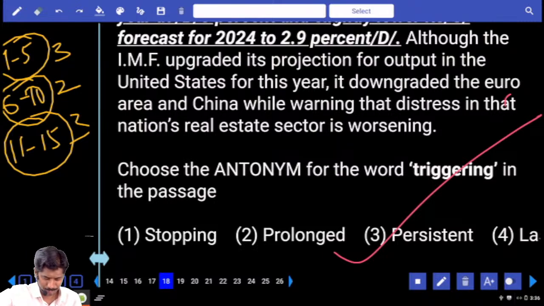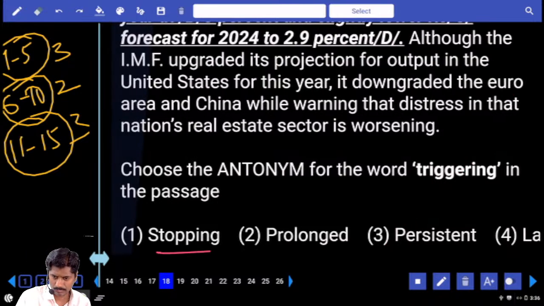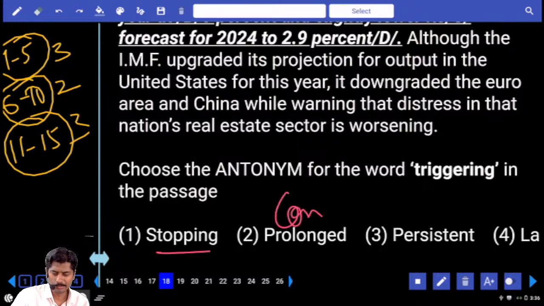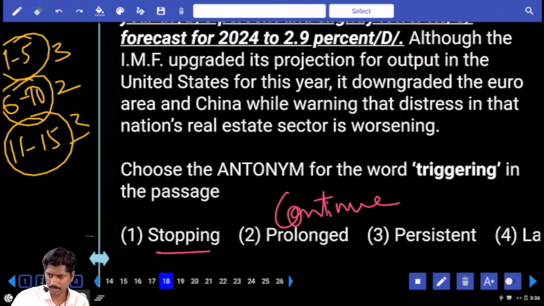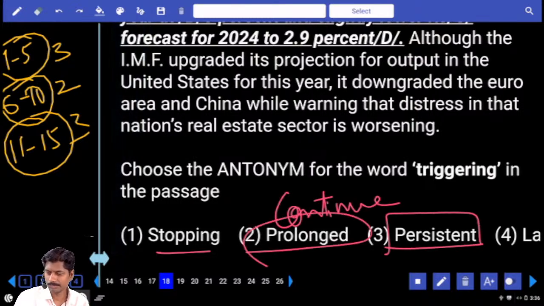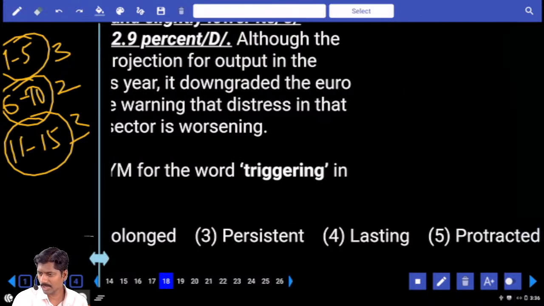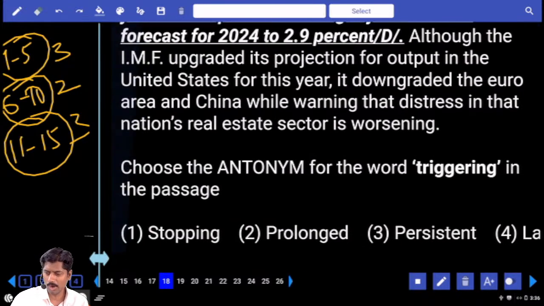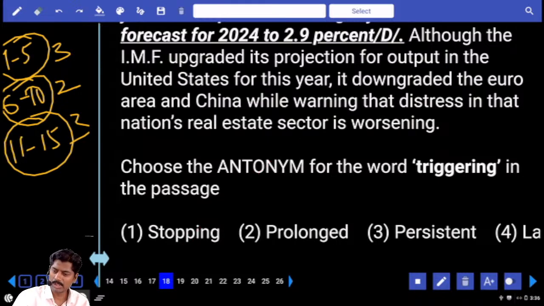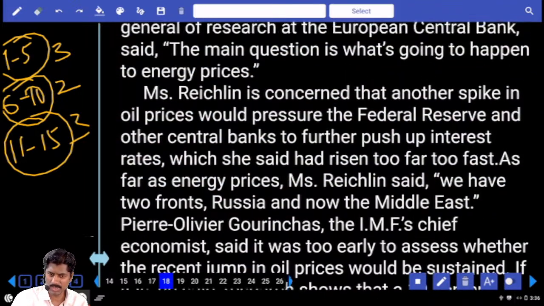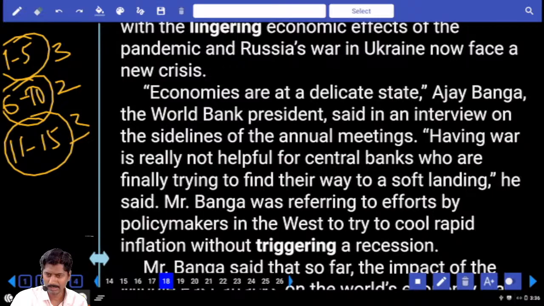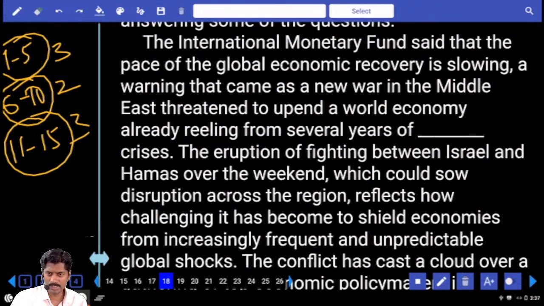Antonyms, if you observe: stopping, prolong and continue. Persistent also means continue. Lasting also means continue. Protract also means continue. Odd man out, the answer is stopping. But the question is not triggering. The question is another bold word. What is that? There is one more bold word.